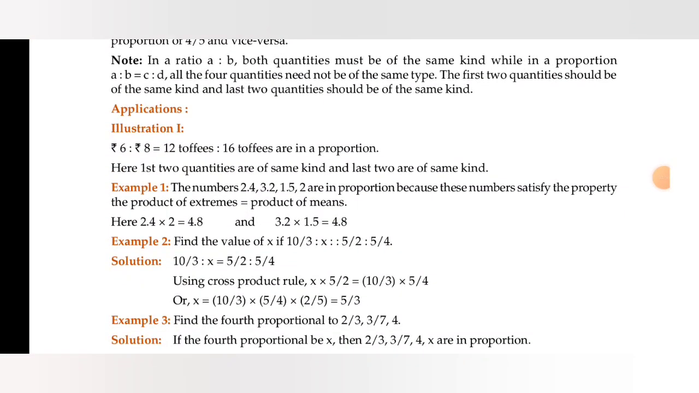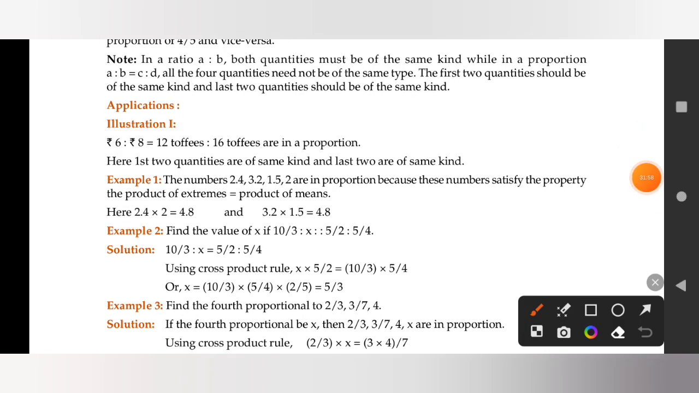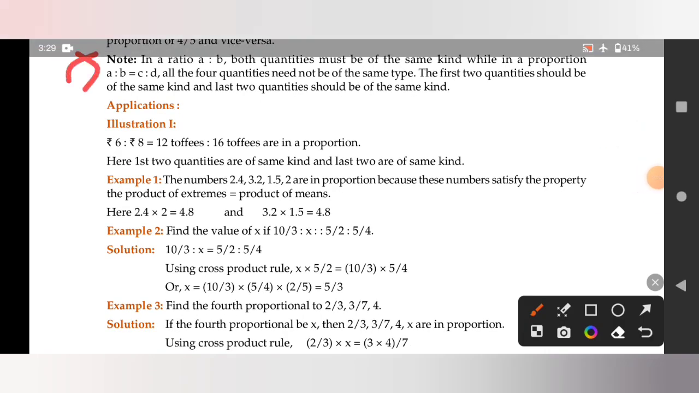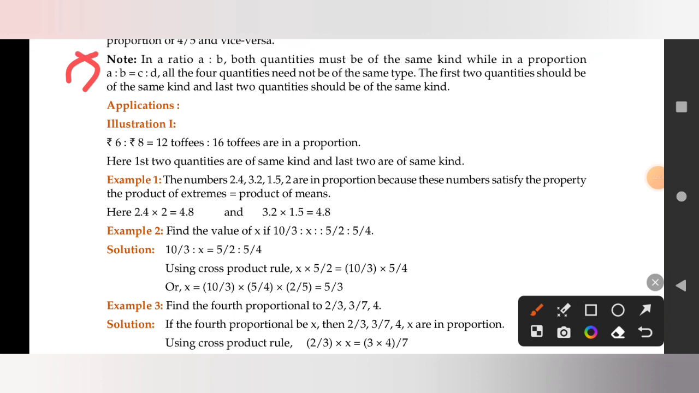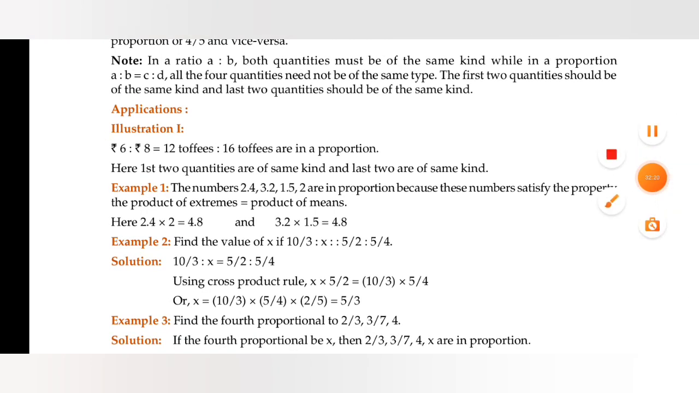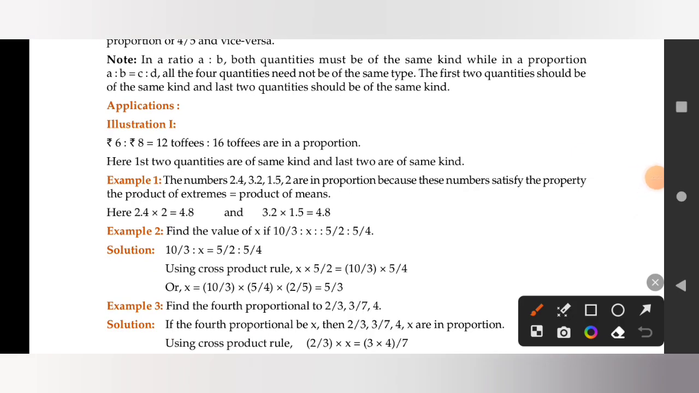Let's see some applications and illustrations. So in short, this note says that the ratios can be in the same units, but it can be in different units with the other ratio and still be equal in proportion. If you understood what I meant here. Now, applications. Illustration 1. 6 is to 8 rupees and 12 toffees is to 16 toffees are in proportion. Simple. First two quantities are of the same kind, last two are of the same kind.